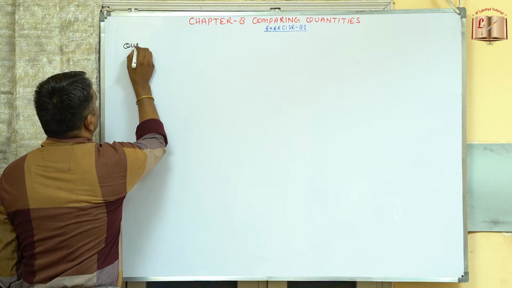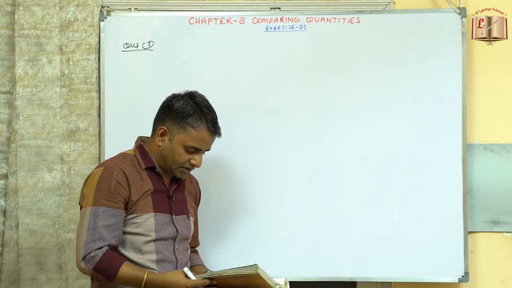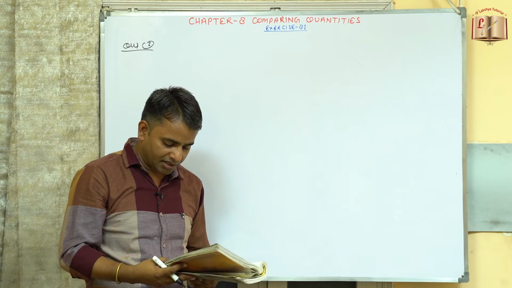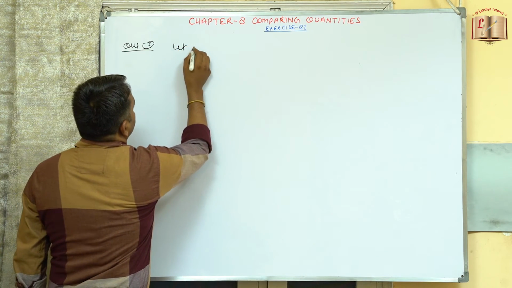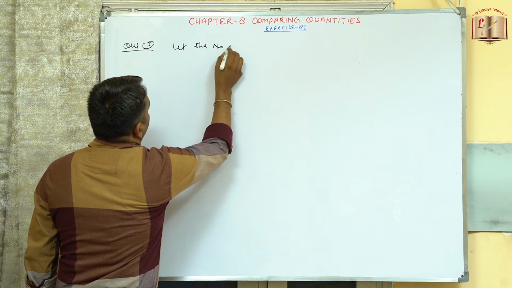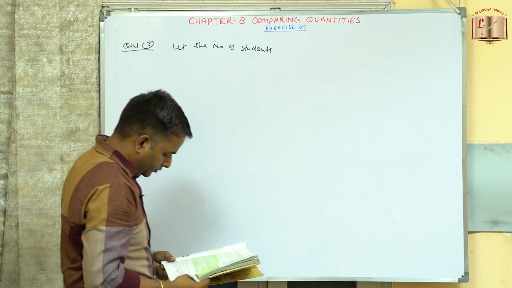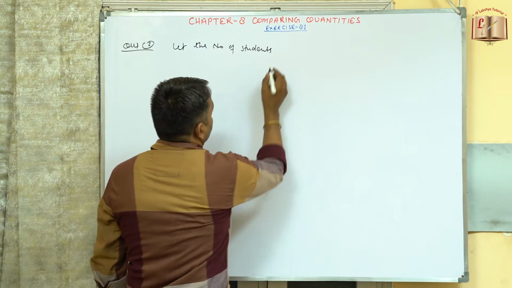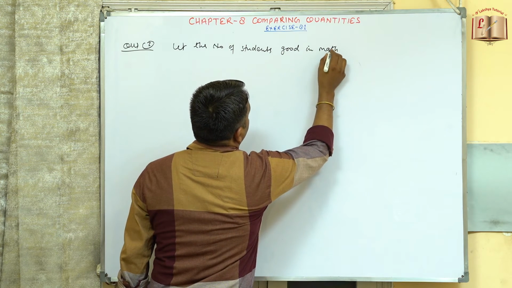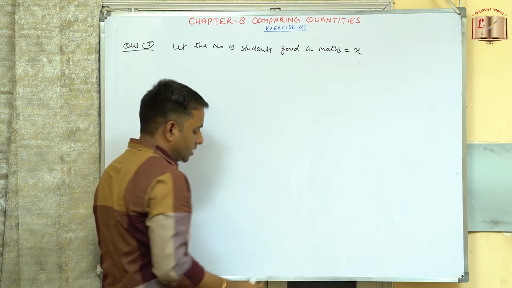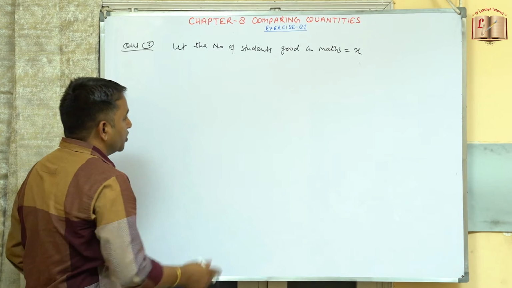So now coming to the question number 3. 72% of the 25 students are good in mathematics. How many are not good in mathematics? So let the number of students good in maths is X. So now 72% of 25 students are good in mathematics.